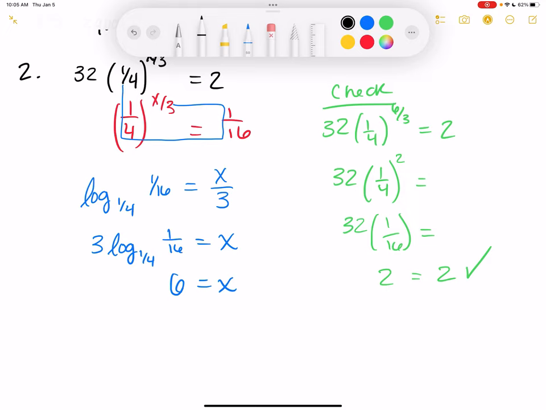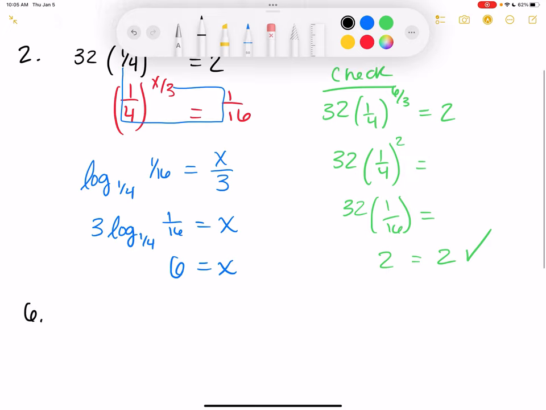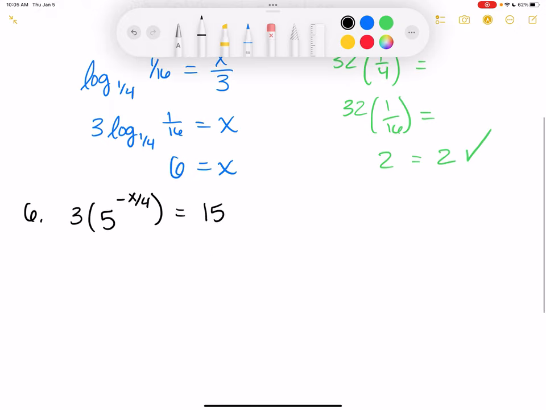Number 6. We have 3 times 5 raised to the negative x over 4 equals 15. So what do I need to do first? Do you need to make the exponent positive first, or no?